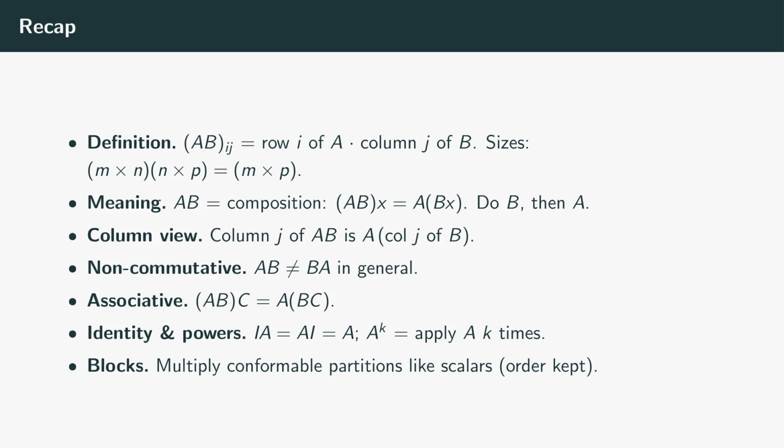Multiplication is not commutative. A times B usually differs from B times A. It is associative. You can regroup A times B times C freely. The identity is the do-nothing map, so the identity times A and A times the identity both give A. Powers of a square matrix mean repeating the transformation. And block multiplication lets us multiply conformable partitions as if the blocks were numbers, keeping the order. Next episode, the inverse, the transformation that undoes A, the matrix that multiplies A back down to the identity.